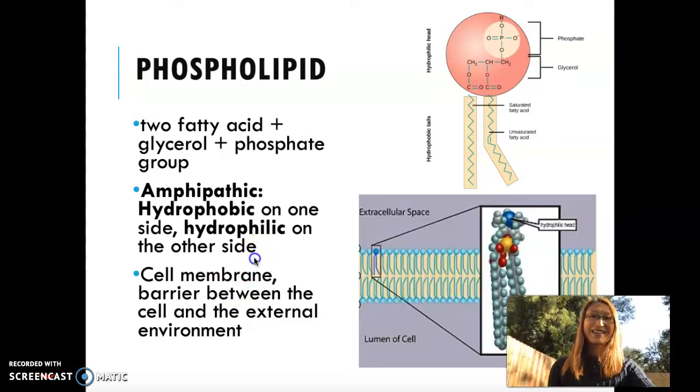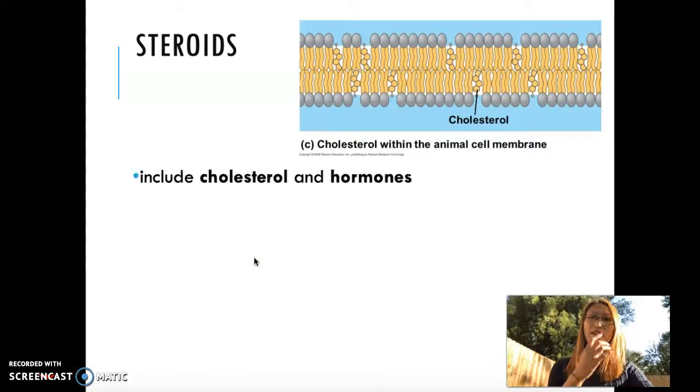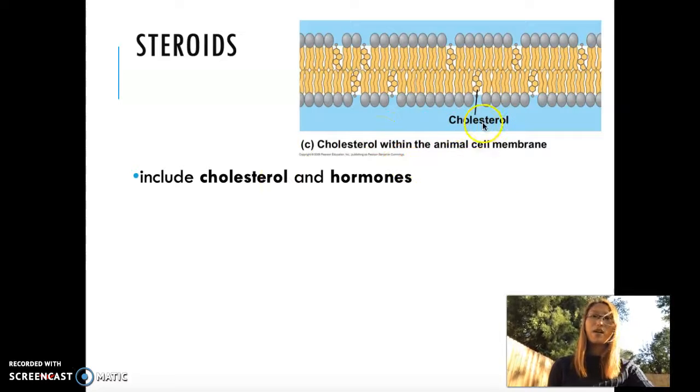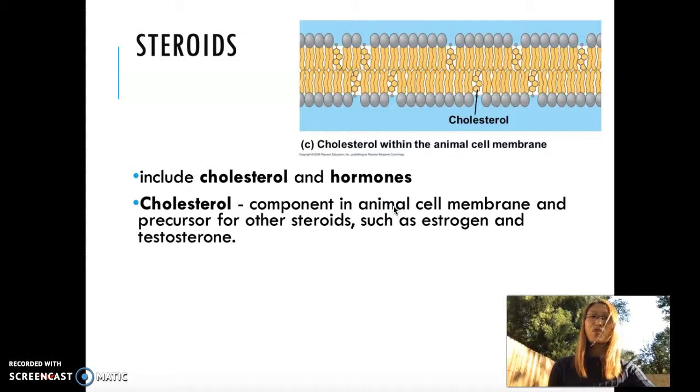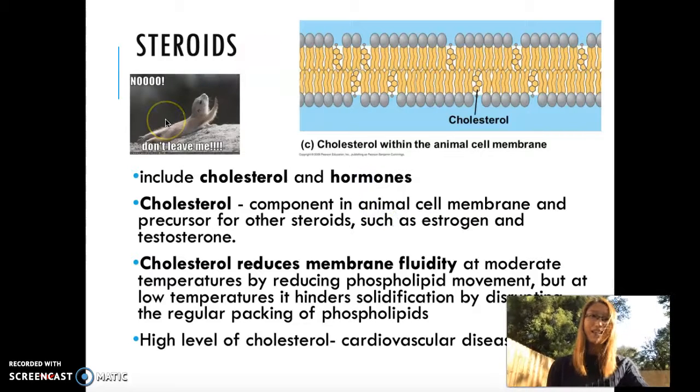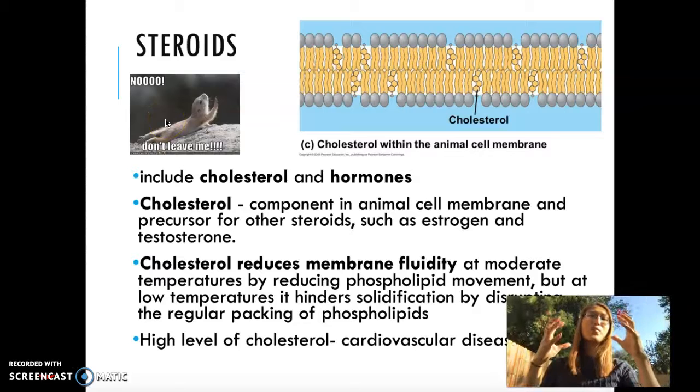Okay. Next page. Next page is called steroids. So steroids are also used inside the cell membrane, but they're also used in hormones. I specifically want to talk a little bit more about cholesterol. So cholesterol is a type of steroid that is incorporated in the animal cell membrane. And this is really good because the steroids are kind of like this little picture over here. It's like, no, don't leave me. So what I'm saying is that cholesterol holds the cell membrane together when it's falling apart.